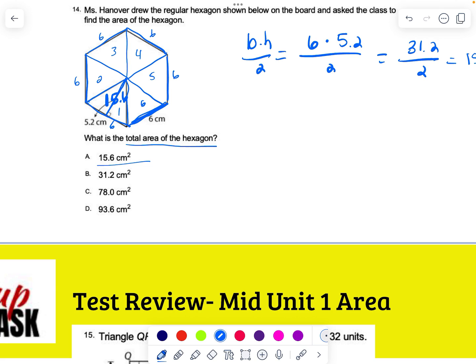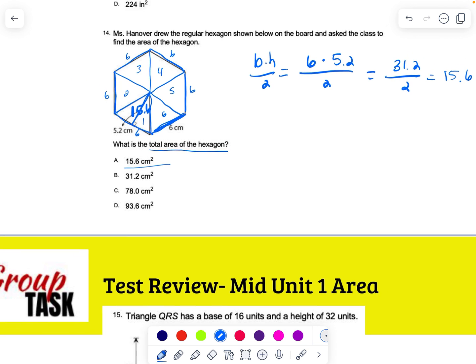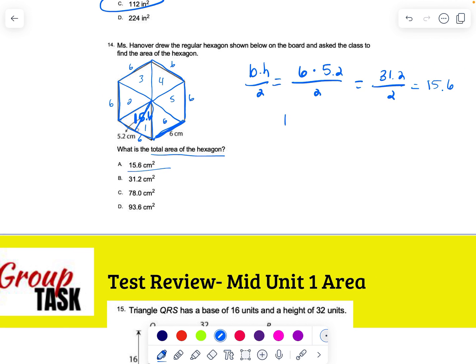And that makes sense because it's a hexagon. Hexa means 6. So if I take 15.6, the area of one of the little triangles, and I multiply it by all of them, it's going to give me 93.6, and that's centimeters squared. So our real answer is this one right here, okay?